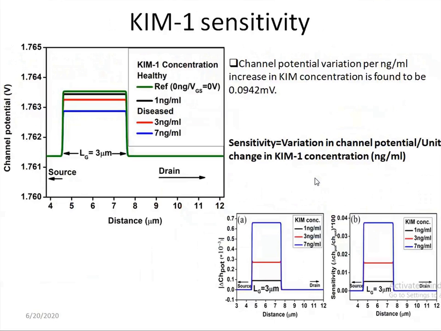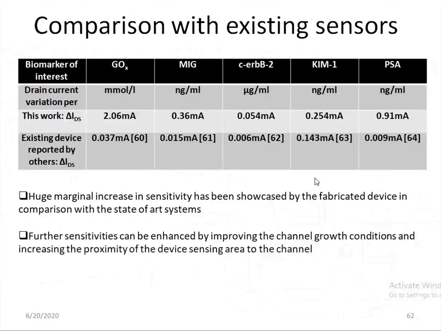Again, we have tried finding out the KIM1 sensitivity for this particular sensor, if taken to a product development phase. We are comparing the results with the existing systems. Using our device design, we are attaining higher sensitivity compared to all the existing devices. What I have to tell is that we have not come up with a very good device design. We have just used a simple device design, and even with a simple AlGaN GaN HEMT, we are getting such high sensitivities compared to the existing devices.